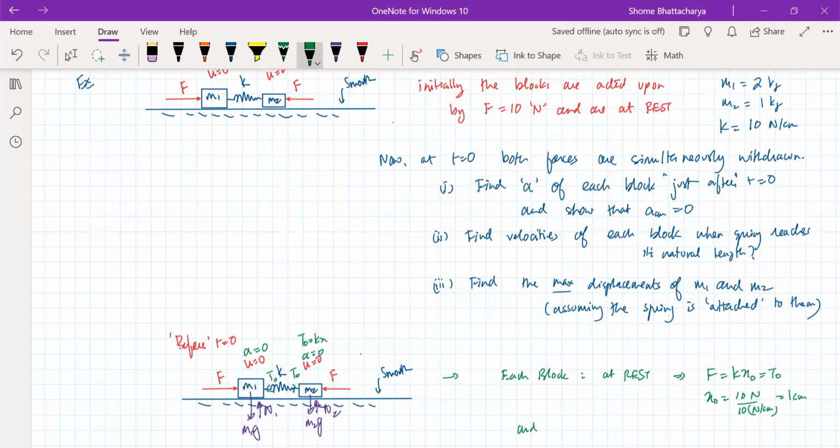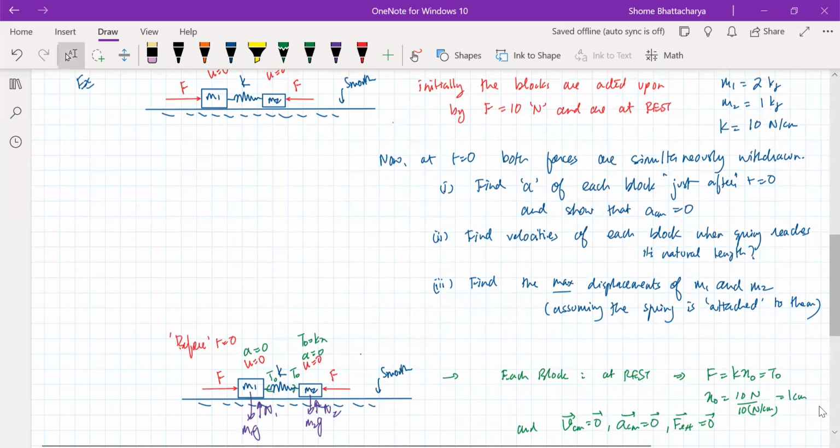And because both blocks are at rest, so velocity of center of mass is 0. Acceleration of center of mass is 0. The net external force on the system is also 0. So before we write these terms, we should actually define what is our system. So our system is M1 plus M2 plus the spring as a system. Okay, so for this, all these things are happening.